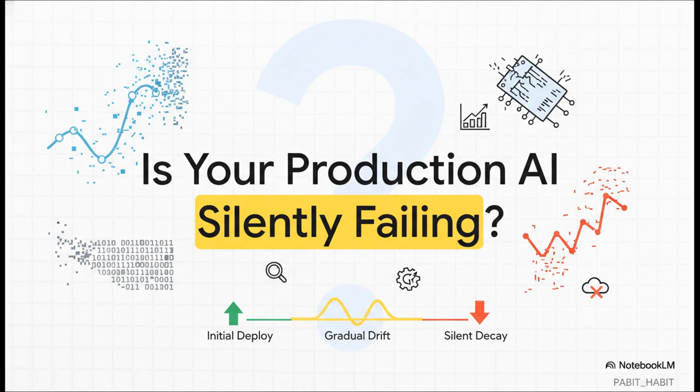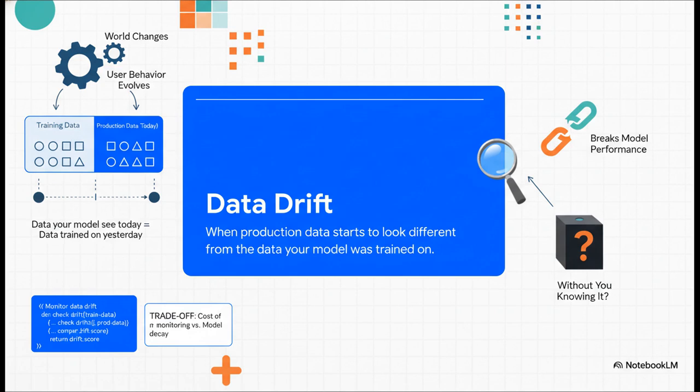Because here's the thing. It's not usually a big, loud explosion. It's not going to crash your server. It's more like a slow leak, a quiet decay in performance that you might not notice until it's too late. This right here, this is the villain of our story, data drift. It's a super simple concept, but incredibly powerful.